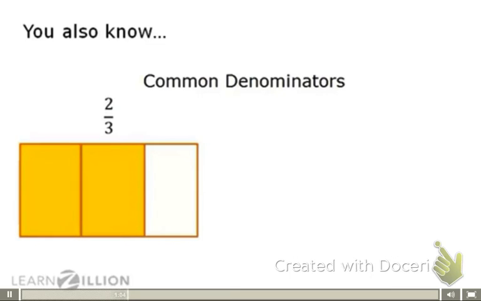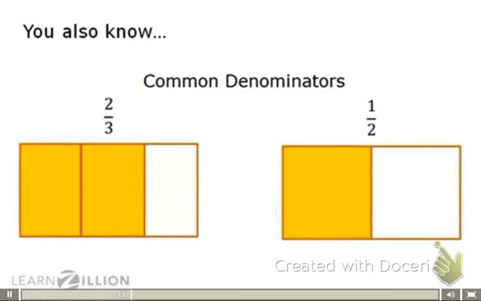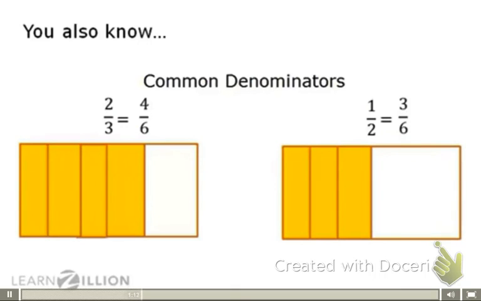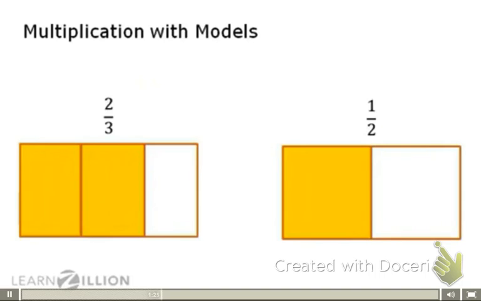In this picture we have 2 thirds, and in this picture 1/2. The common denominator for these two fractions is 6. Once we have fractions that have common denominators, they can be compared, added, and subtracted. When we multiply and divide, we do not need common denominators. I'm going to explain why common denominators are not needed when multiplying fractions by showing you what happens when we overlay models of proper fractions.